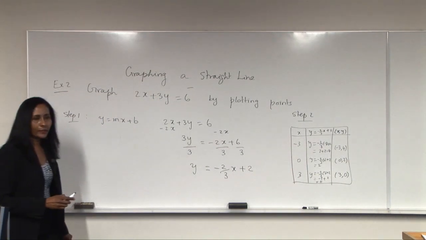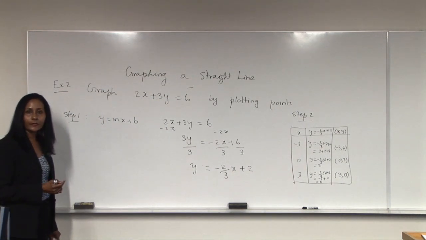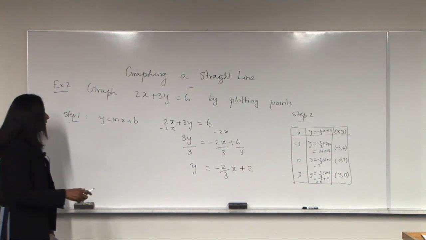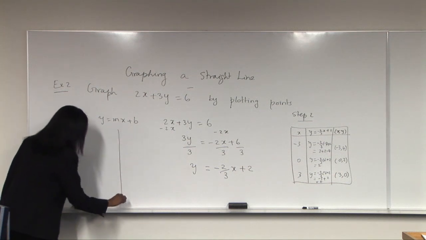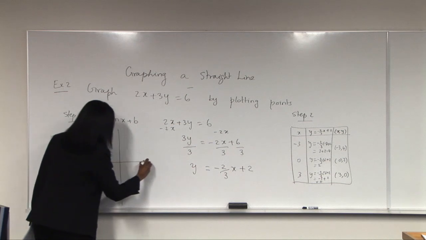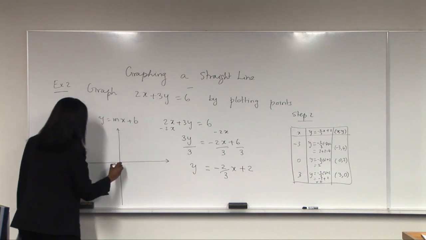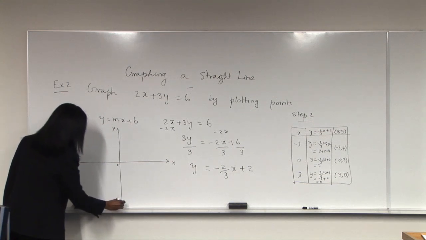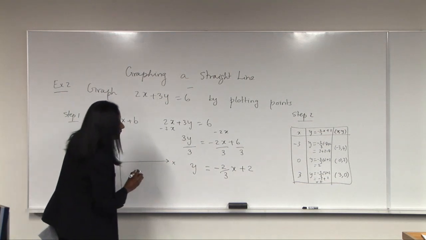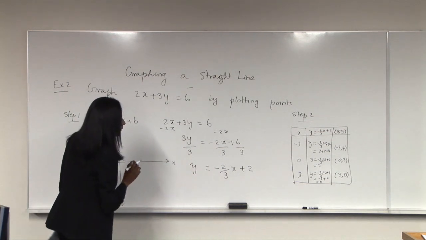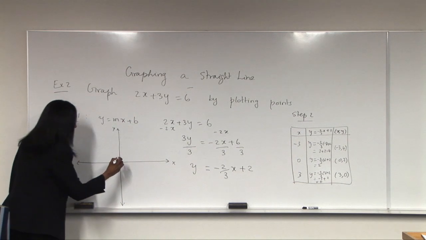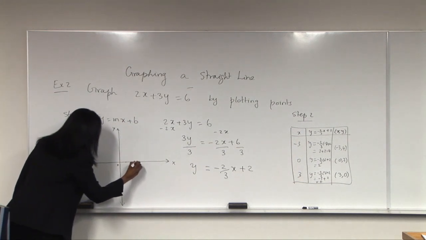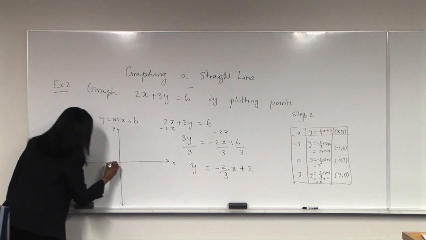And what kind of graph would you expect? The graph of a linear equation is going to be a straight line. So let's graph these ordered pairs. X-axis, y-axis. This is the origin, and I'm just looking at the ordered pairs. So let's mark these numbers here.